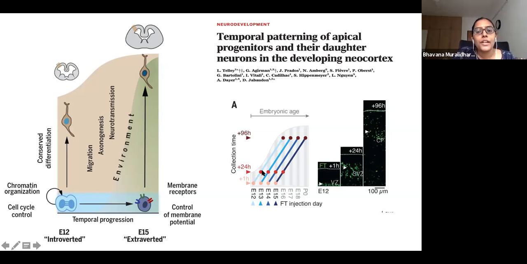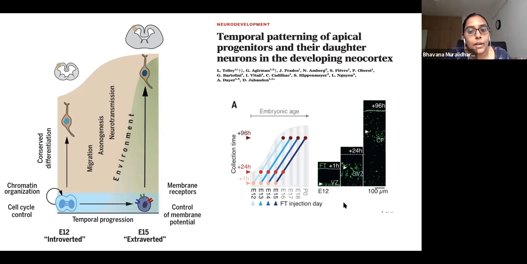Now, if you harvest after 24 hours, you would get both the subventricular zone progenitors and the newly postmitotic neurons. And if you harvest after 96 hours, you will suddenly see that all the progeny, all the FT, is seen in the cortical plate. So thereby they were able to get 3 subpopulations by giving the injection of FT and harvesting at 3 different time points.